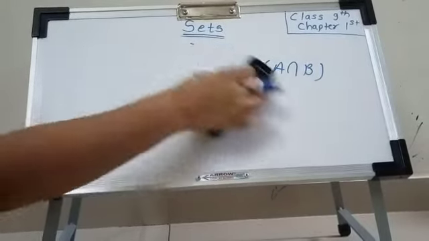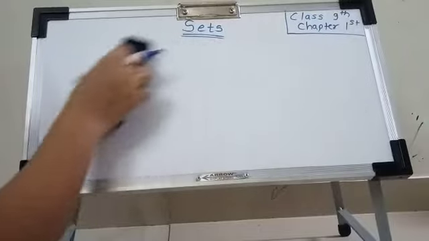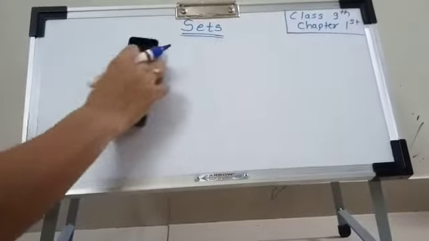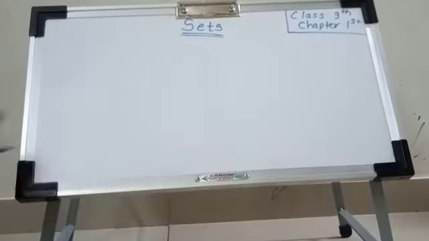Here all the parts of the chapter Set are covered: types of set, writing method, operation on set. Now we solve the problem set on set.